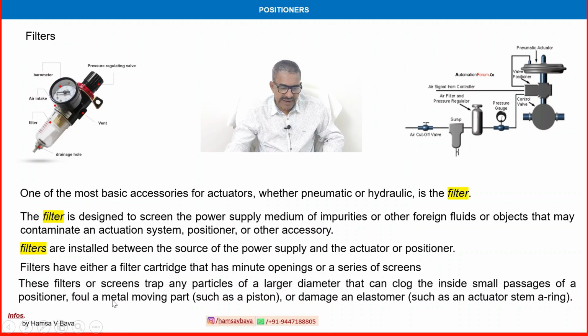These filters or screens trap any particles of a larger diameter that can clog the small internal passages of a positioner, foul a metal moving part such as a piston, or damage an elastomer such as an actuator stem seal. So if no filter is there, our source of power air will be fouling, or it will be wet, not clean, contaminated. So it can damage the system easily. This is a close-up photo image of the filter, and this is the system in a diagram.